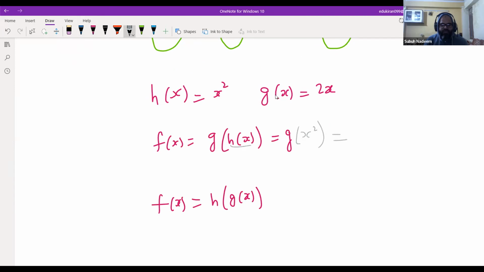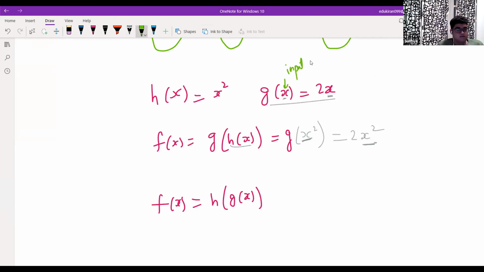Now what is g of x? 2x. So what is g of x square? 2x square, because instead of x, the input is x square. So here instead of x, you will put x square. Here the input is x, so that x is being placed here. Here the input is x square, so that x square is being placed here.